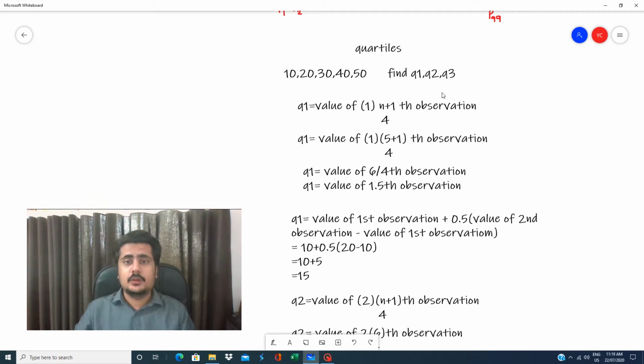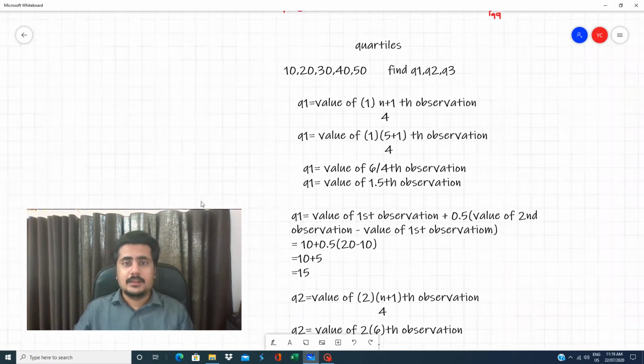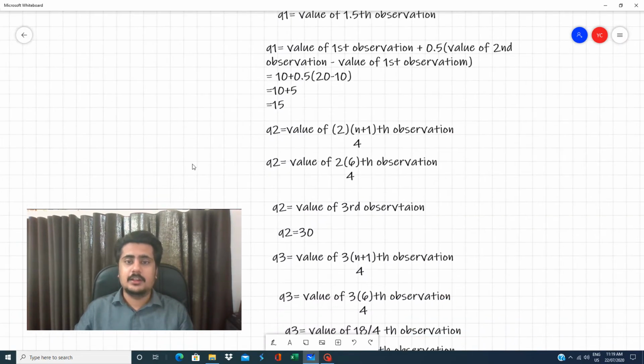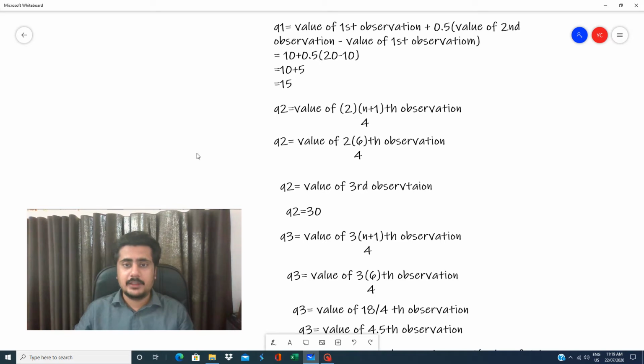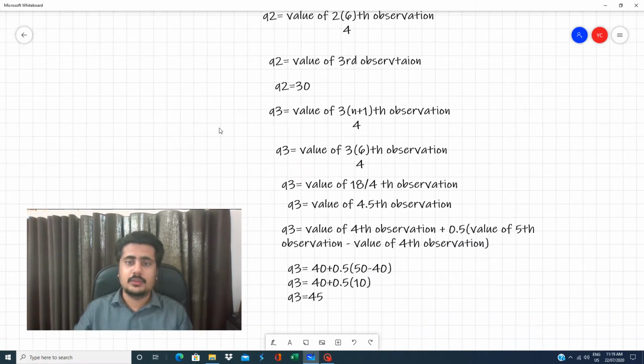Q1 is equal to the value of 1 into (n plus 1) upon 4th observation. Why upon 4? Because it is a quartile. And why have we multiplied by 1? Because it is Q1. The same way we did Q2. In Q2, the formula was 2 into (n plus 1) upon 4. Why is 2 multiplied? Because it is Q2. And why have we divided by 4? Because it is a quartile. Same way we have done Q3.